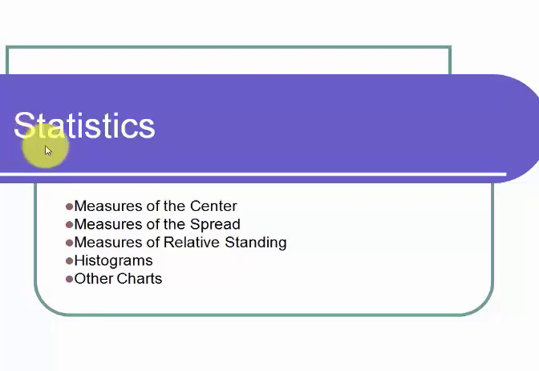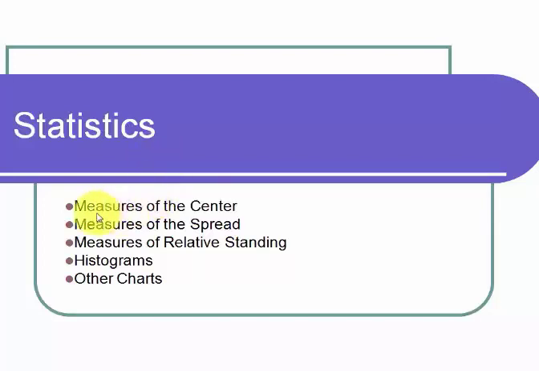This is a video on statistics. What I'll be talking about today are all the different ways of describing data. So often we call this descriptive statistics. So we'll look at statistics, which are the numbers you can get from data. We'll also look at charts and graphs.